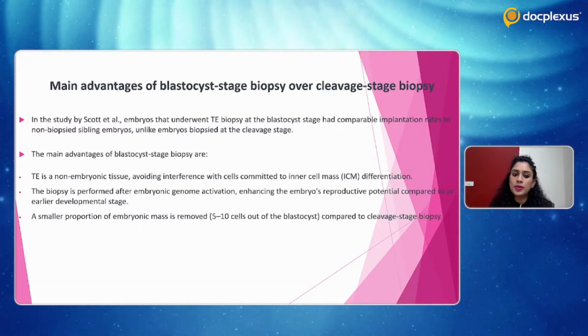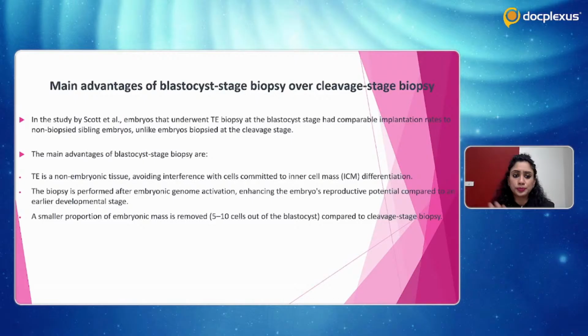The biopsy is performed after embryonic genome activation, because at the cleavage stage, the embryonic genome has not been activated yet. At the cleavage stage, you do not know which cells are going to form the trophectoderm and which cells are going to form the inner cell mass. But here, you already know. In the blastocyst stage, you know that these are my trophectoderm cells. I will not touch the inner cell mass.